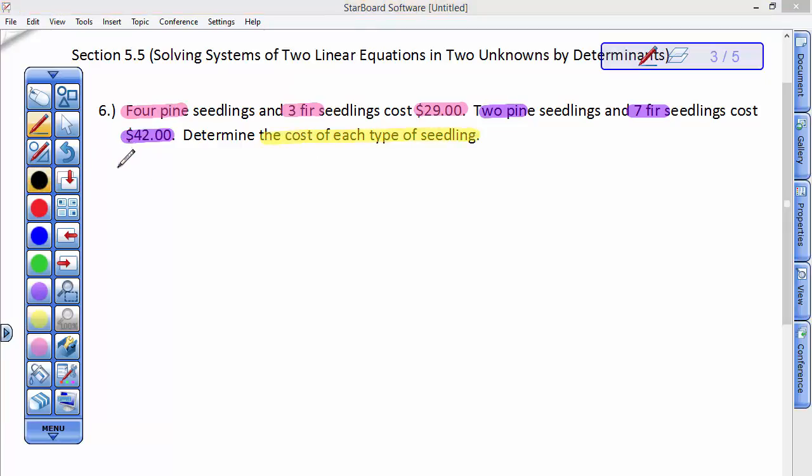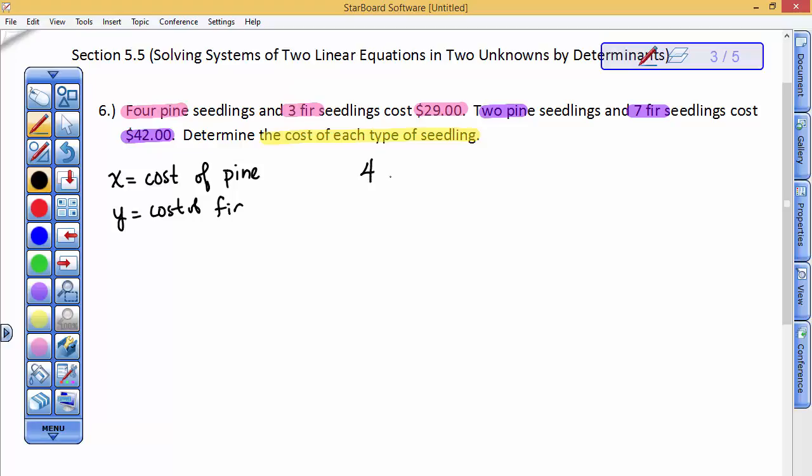That is the question. So what if we let X represent the cost of a pine, because that's what we want, the cost of each type, and let's let Y represent the cost of a fir seedling. So if X is the cost per pine, and there are 4 that we buy in the first bundle, how about if we take 4 times the cost plus 3 times the cost of the firs for a total cost of $29. In purple here, how about if we take 2 pines times the cost plus 7 firs times the cost for a total of $42.